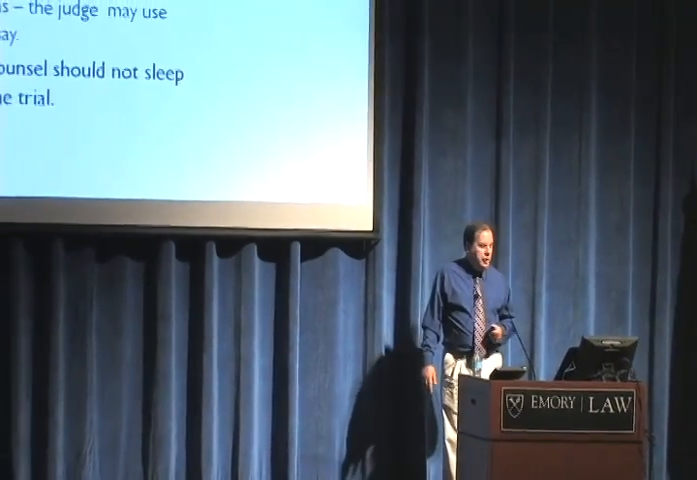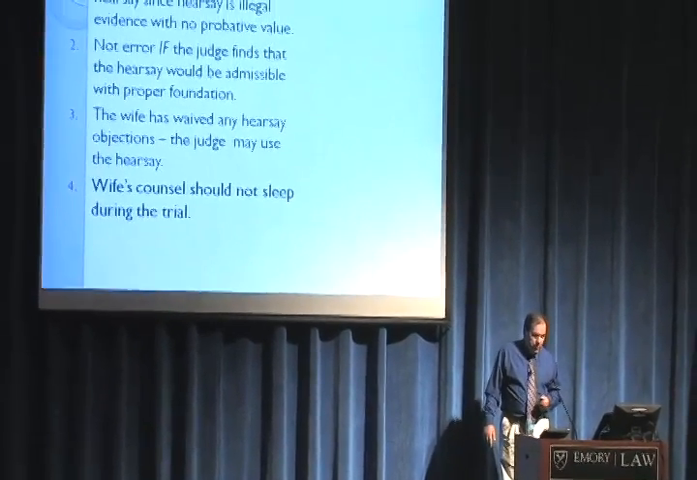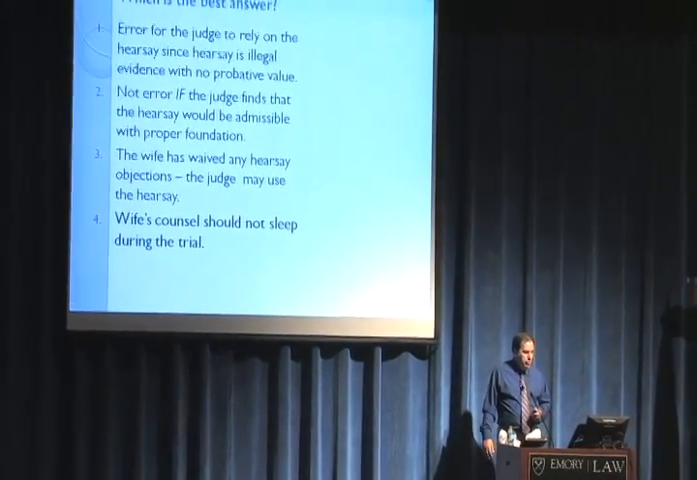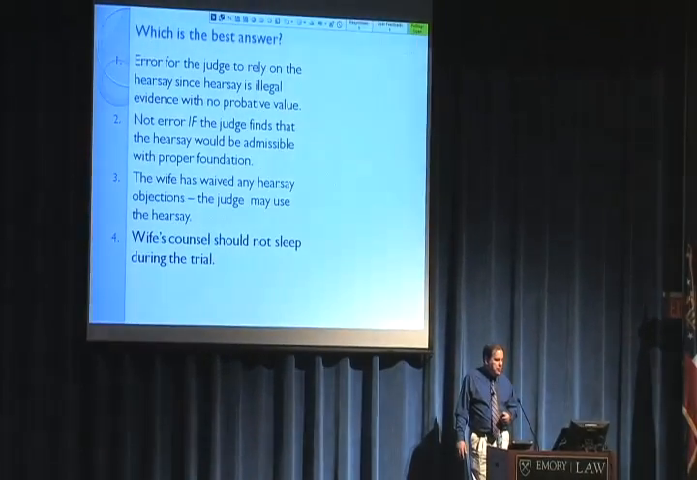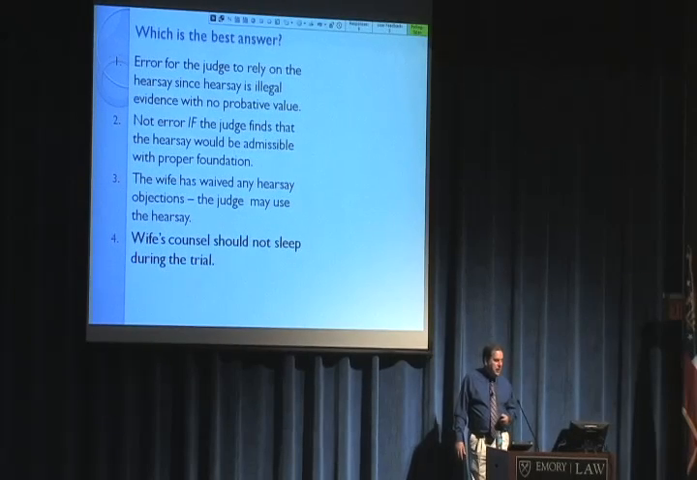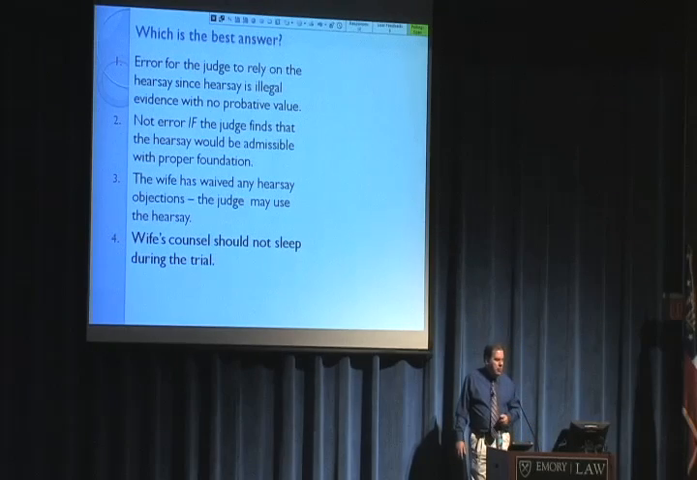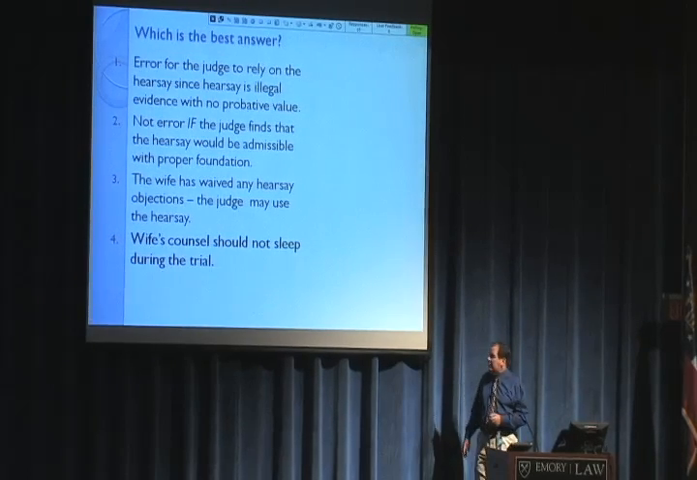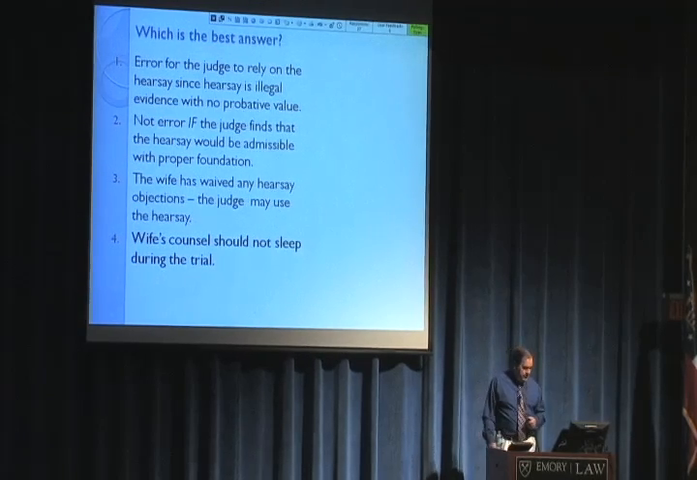Number one, error for the judge to rely on the hearsay, since hearsay is illegal evidence with no probative value. Two, not error if the judge finds that the hearsay would be admissible with proper foundation. Three, the wife has waived any hearsay objections, the judge may use the hearsay. Or four, wife's counsel should not sleep during the trial. So pick what you think is the best answer.